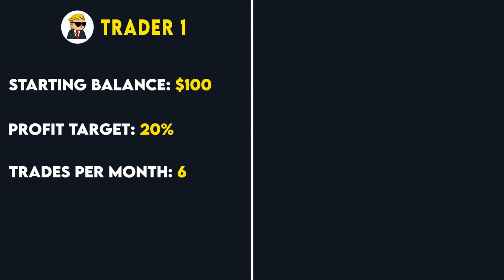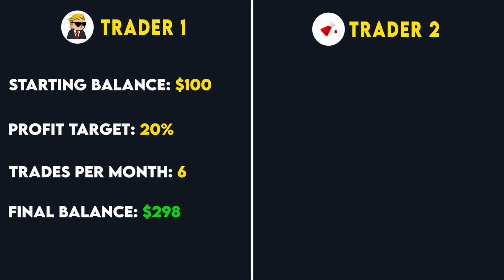So this is saying if all 6 of these trades were successful, which I'm not even including any risk, and even finding 6 trades a month with 20% profit is pretty hard, but we'll give them the benefit of the doubt, this specific trader would have made $298. Then we have trader 2.